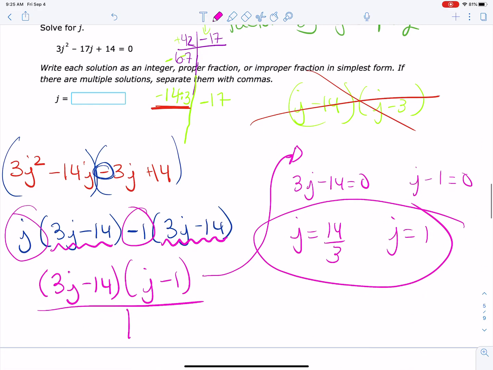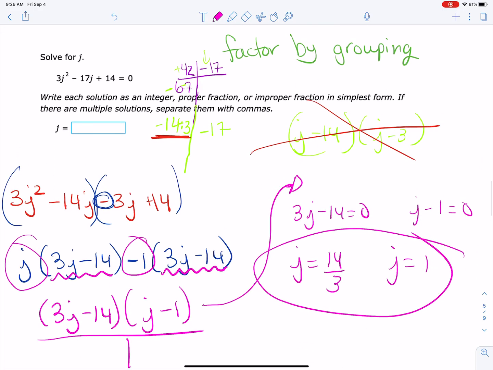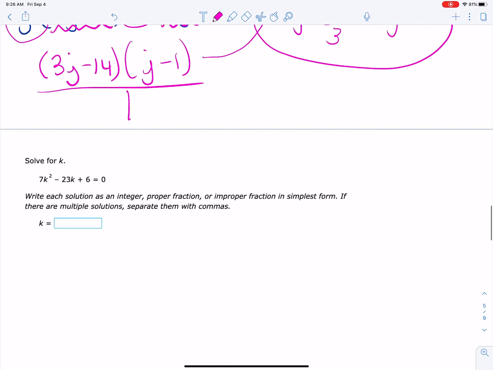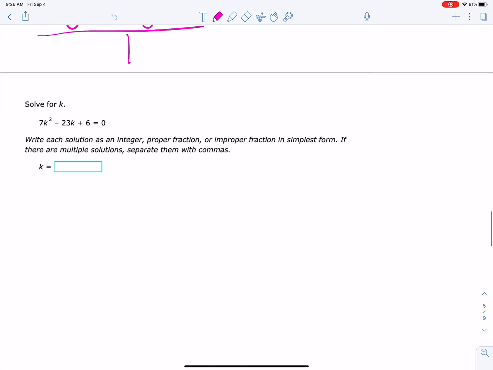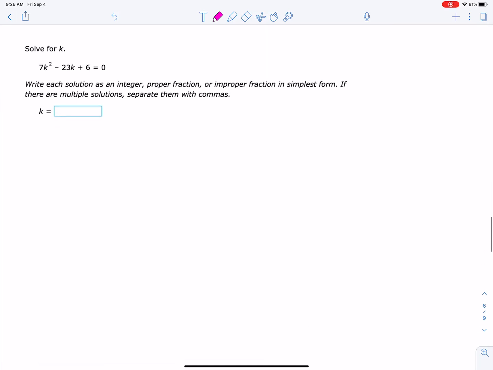As you can see, factor by grouping doesn't really require like the guess and check process. You just go. But it's very procedural. So that's your choice, okay? Just whatever gets you to the right answer is great by me. So here we have another one. Maybe you do this on your own, pause it, and then push play when you're ready. Use any method you want.